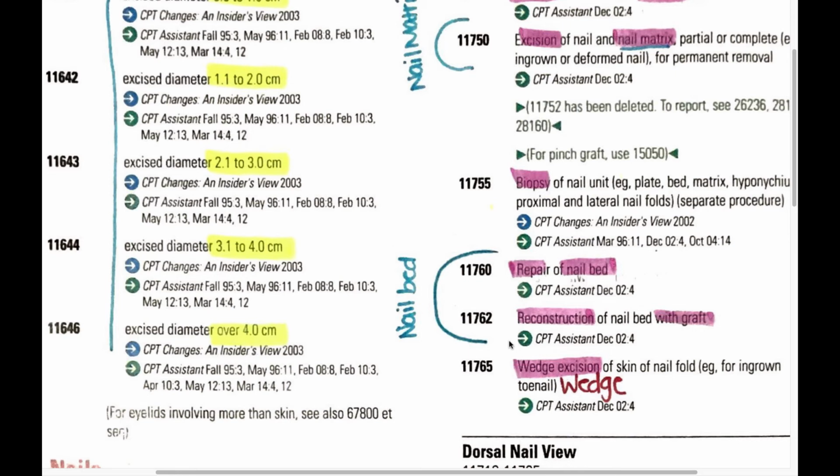11755 is a biopsy of a nail unit. Repair of a nail bed is 11760. When they reconstruct the nail bed with a graft, it is 11762. And a wedge excision of the nail fold is 11765. The key term here is wedge.